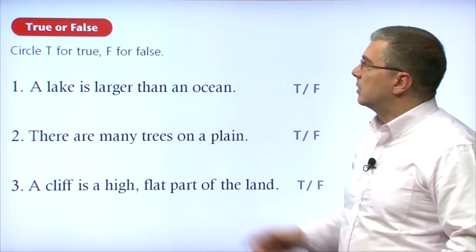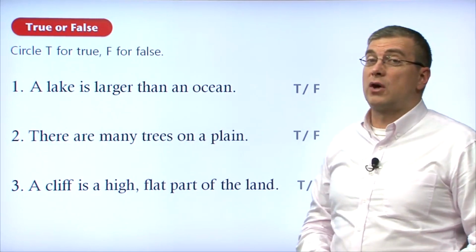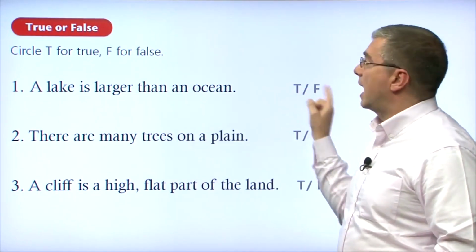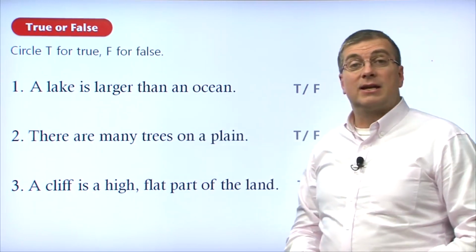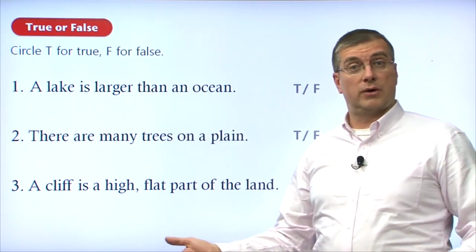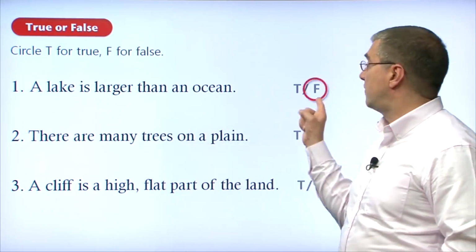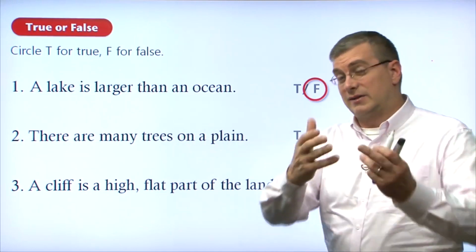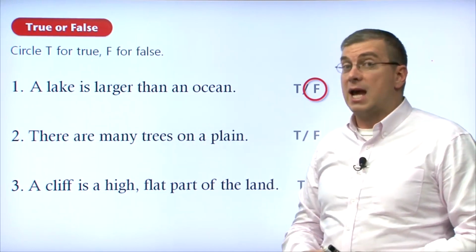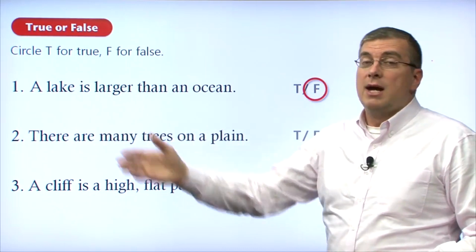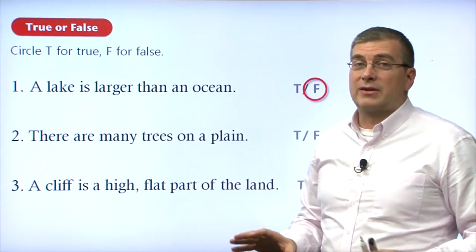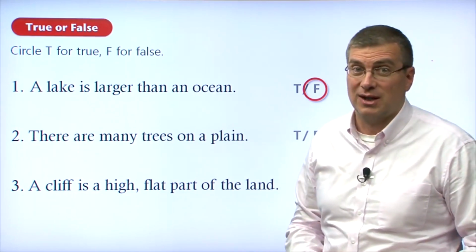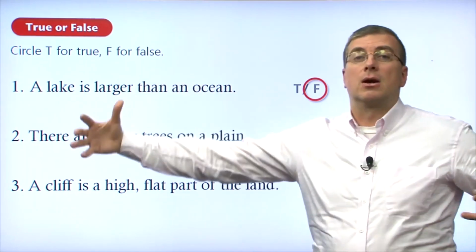Okay, so let's review a little bit with some true-false questions. If the sentence is true, we circle T. If it's false, we circle F. Number one, a lake is larger than an ocean. True or false? Obviously, it is false, because lakes, as we said before, are smaller than oceans. I said the Great Lakes in America, yeah, they're very big. You can't see across them, but none of those lakes are as big as the Atlantic Ocean, and certainly not as big as the Pacific Ocean, right? So oceans are bigger than lakes.